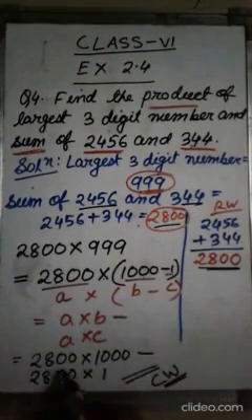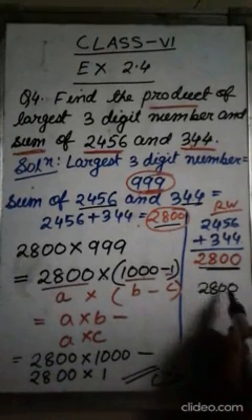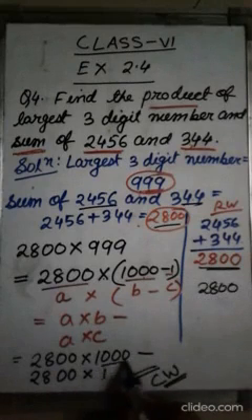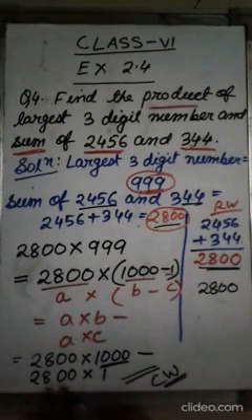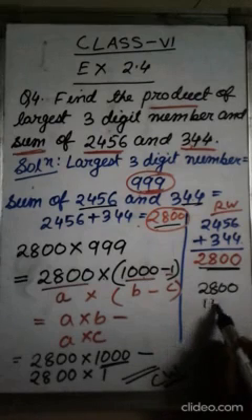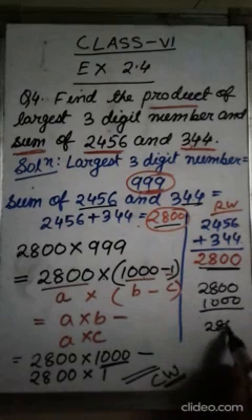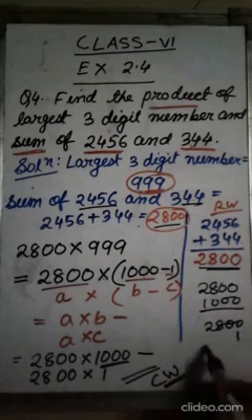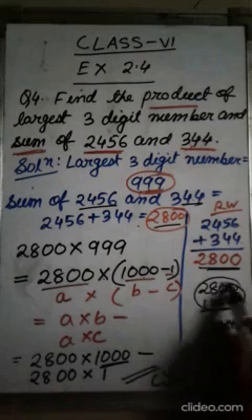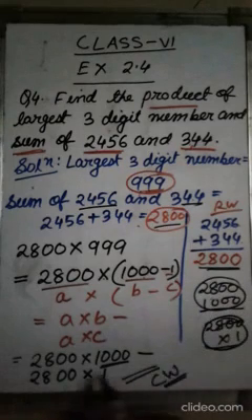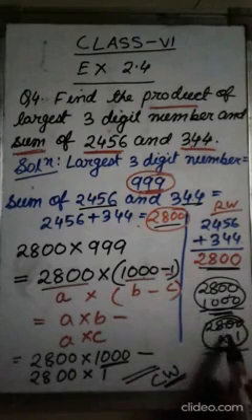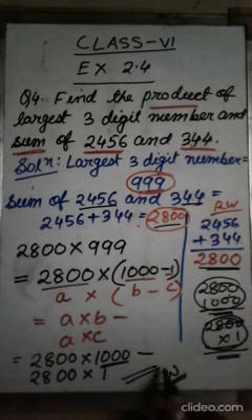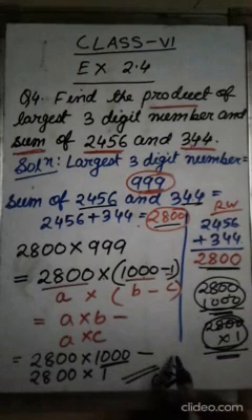What is the result? You find 2800 into 1000. You know how to multiply by 1000. Then you multiply 2800 by 1. Then from this value you subtract this value. From the first value, whatever you get, subtract the value you get after multiplication and tell me the result. It is your classwork.